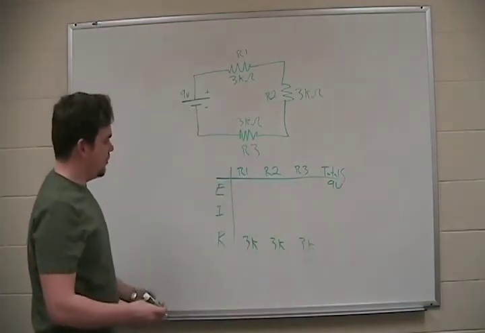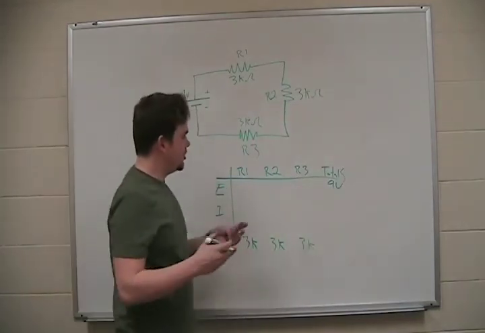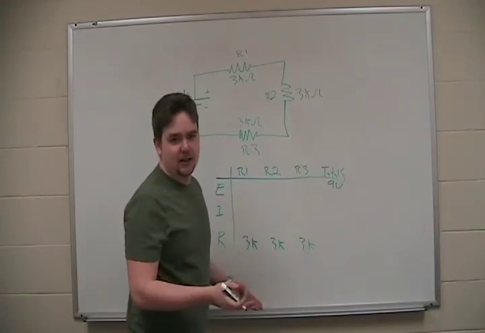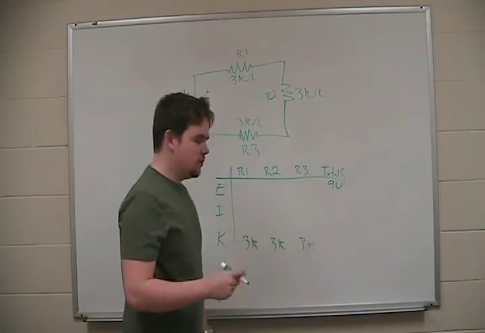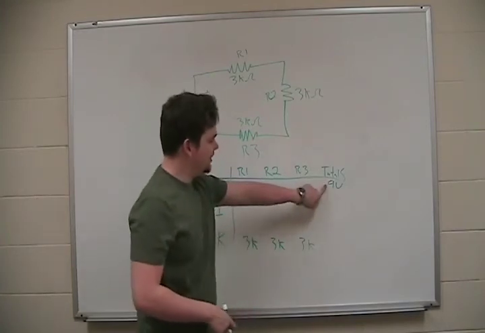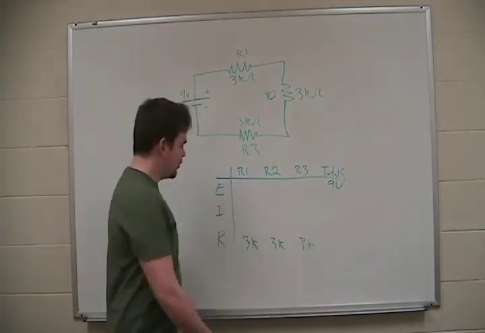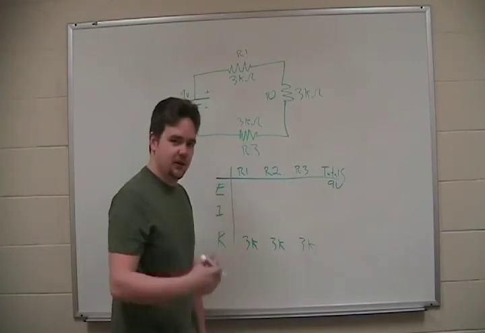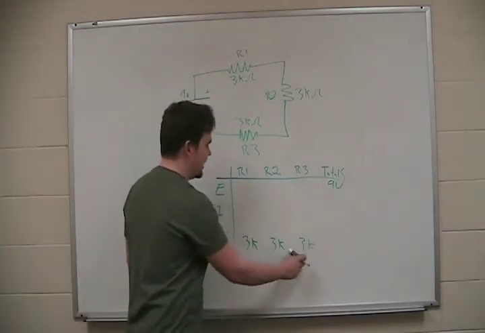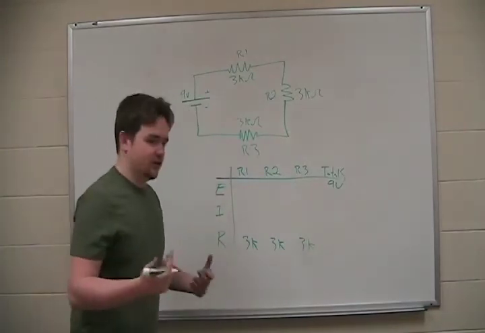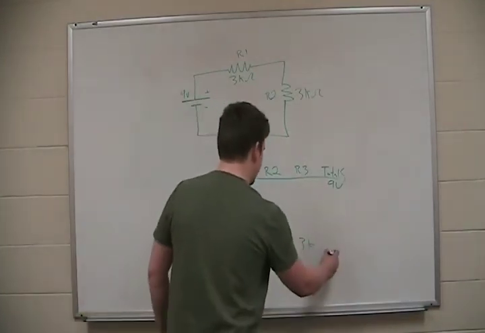Alright, so the next step would be we need two variables to start anywhere, right? And for every single one of these, we only have one variable. So what do we do? We know what our total voltage is. We know that if it's a series circuit, we add all the resistances together, we find the total resistance. So 3K plus 3K plus 3K is 9K, 9,000 ohms. So let's add that in.